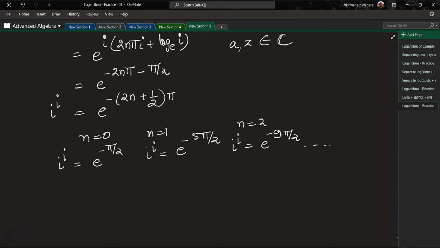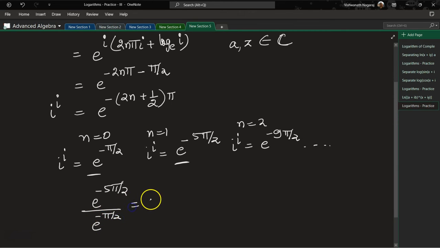Can we find a pattern in this? Let's divide the value when n equals 1 by the value when n equals 0. So e to the power of minus 5 pi by 2 divided by e to the power of minus pi by 2 is e to the power of minus 5 pi by 2 plus pi by 2, which is e to the power of minus 4 pi by 2. So the 2s cancel, and we are left with e to the power of minus 2 pi.